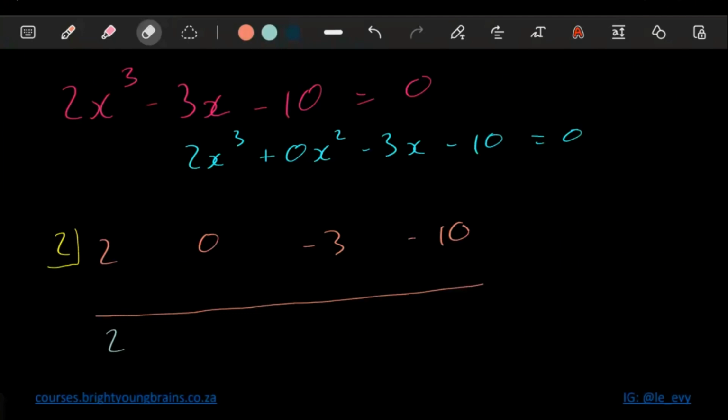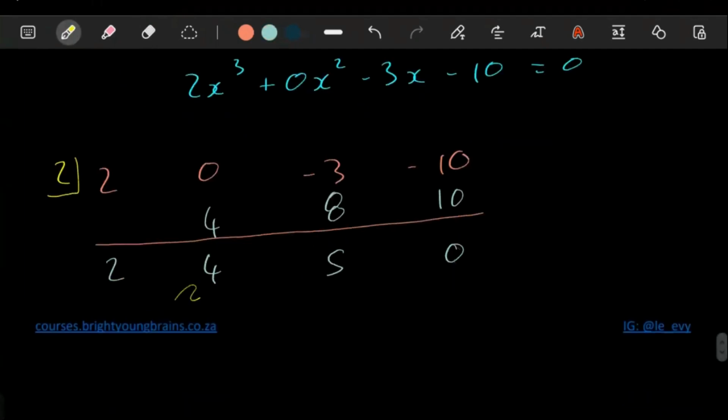So to start off, you're going to say 2 times 2 is going to give you a 4. The answer, you put it here. Then you add 0 plus 4 is a 4. 2 times 4 is positive 8. And then -3 plus 8 is positive 5. 2 times 5 is a positive 10. And then you add, you get a 0. If what you're doing is correct, you should always end up with a 0 here.